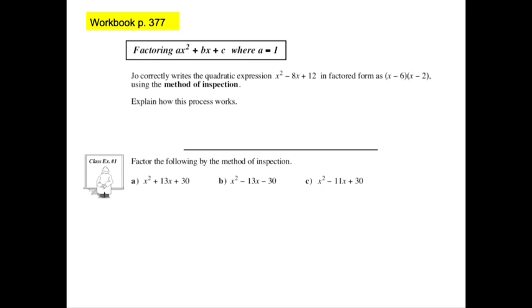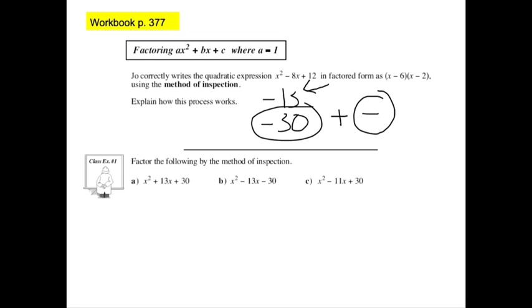Next up, we've got x squared minus 13x minus 30. It's always important to keep in mind the signs. This time around, we've got a minus 13 and a minus 30. The only way you can get a minus 30 is if you have a positive number and a negative number being multiplied together. Considering this one right here is negative, the negative number is probably going to have to be the bigger one. So again, let's take a look at the ways you can get 30.